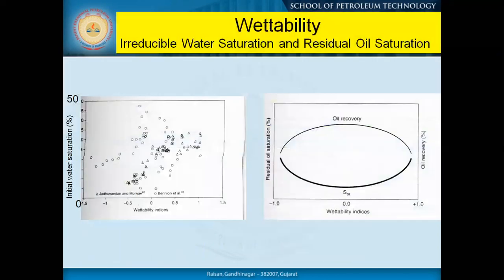Now this is also an important graph. Sometimes I put questions out of it. So you see the wettability index: if it is positive, it is water wet; if it is negative, it is oil wet. In the first graph, look at the initial water saturation. What is initial water saturation, and what is connate water saturation? Could you tell me?